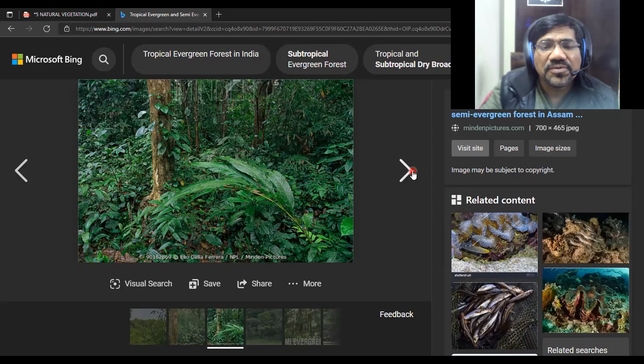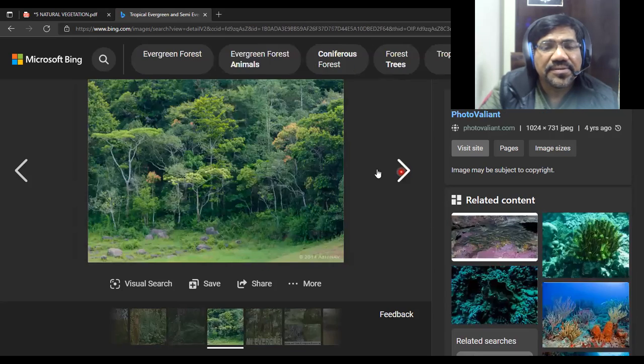And further, what do we see, that these are the different layers of the trees, which we can see: first layer, second layer, third layer, and the fourth layer. Fourth layer is of the shrubs and bushes. So you can see 1, 2, 3, and 4 layers of the trees that exist in this particular type of forest.